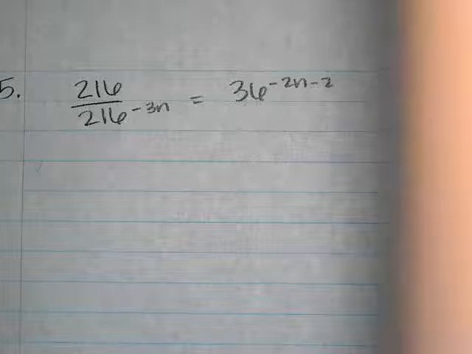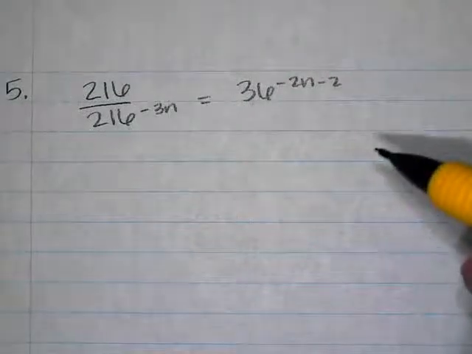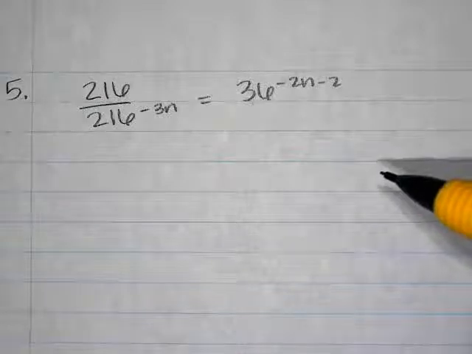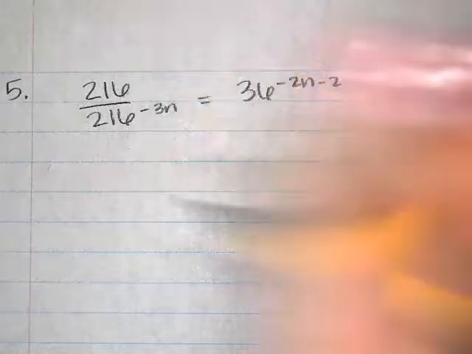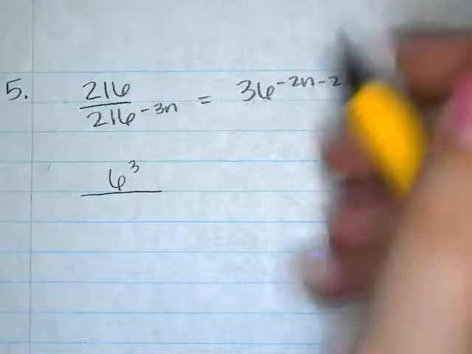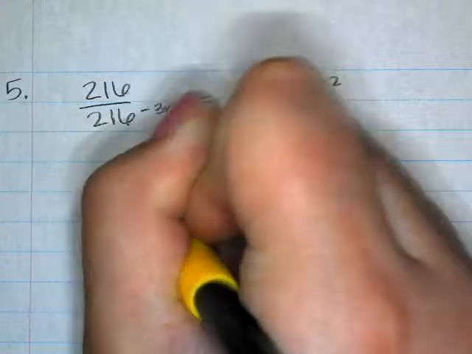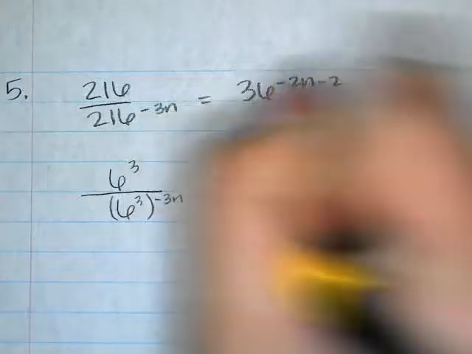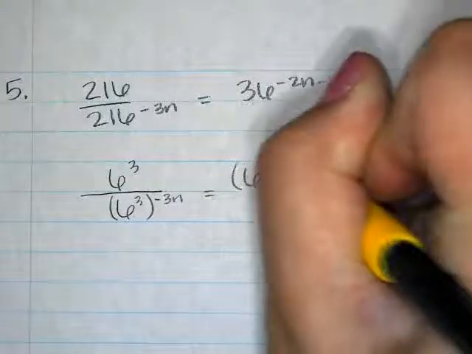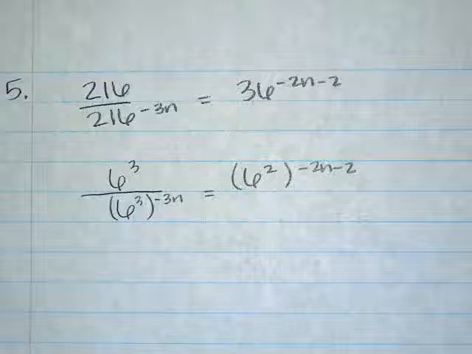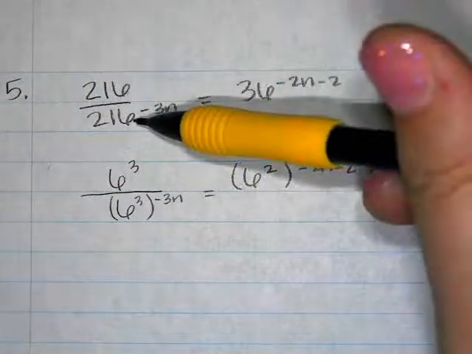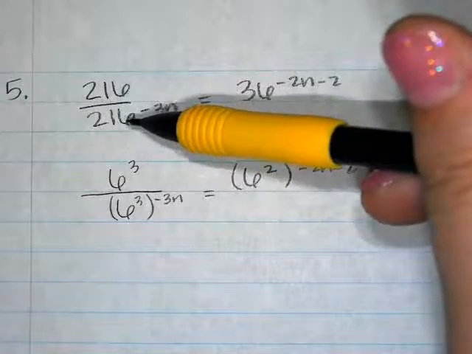If you were to do this problem, you would use the charts. Which column on the chart would you be looking at? The 6s. So 216 is 6 to the 3rd. 216 to the negative 3n would be 6 to the 3rd to the negative 3n. 36 would be 6 to the 2nd to the negative 2n minus 2. No, just because it's a 216, not a 1 over 216.